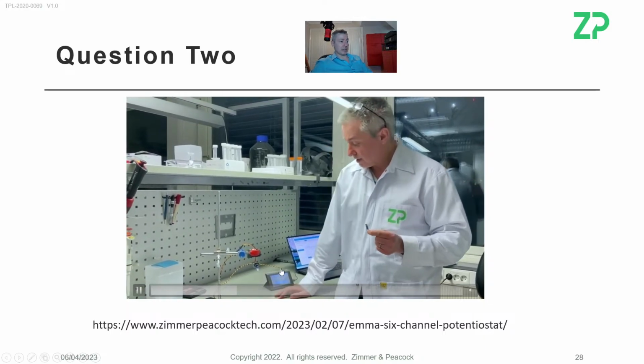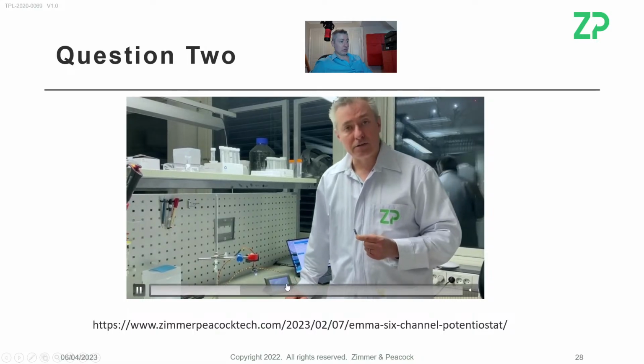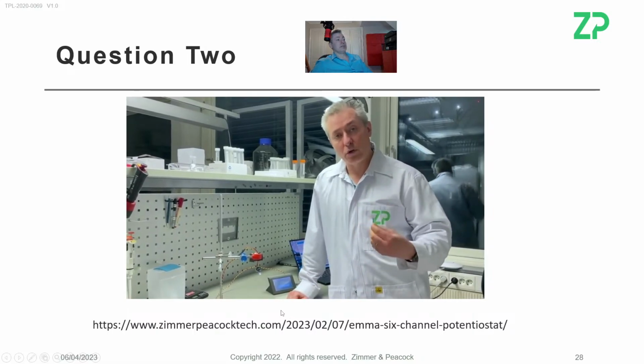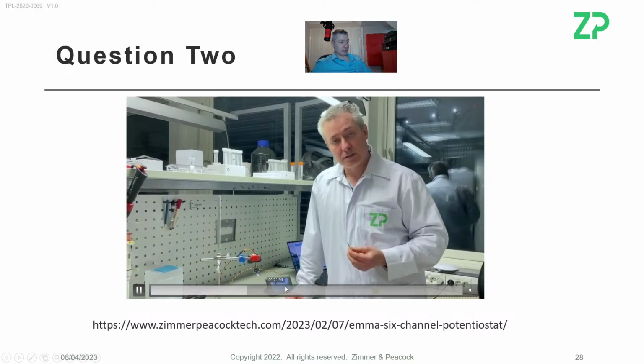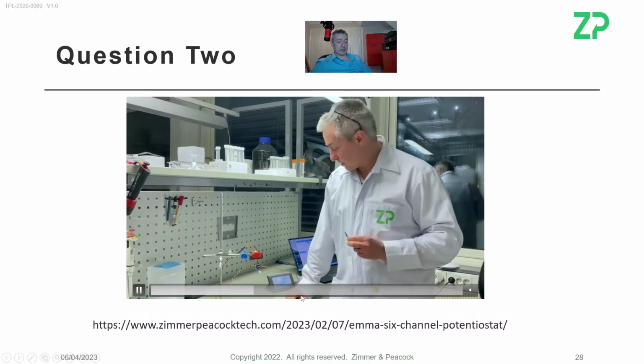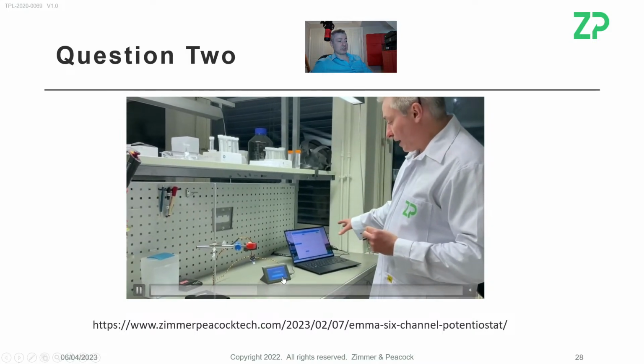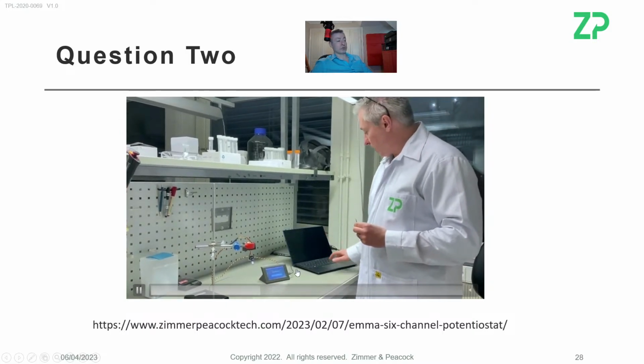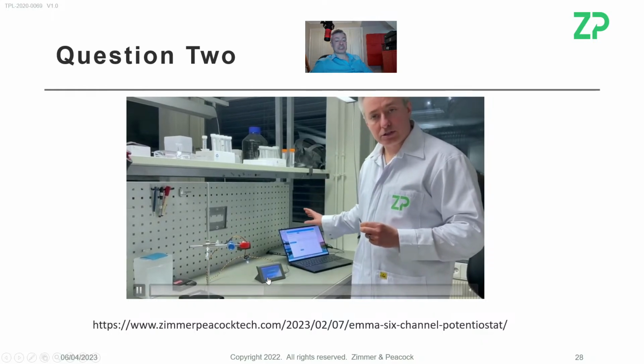So we have made an R&D potentiostat. We make it available. There's a link here to the R&D community. It's pretty good, actually. It's next to my hand there, so it's a little bit obscured, but the potentiostat, which is much smaller than the laptop itself, is a 6-channel potentiostat.